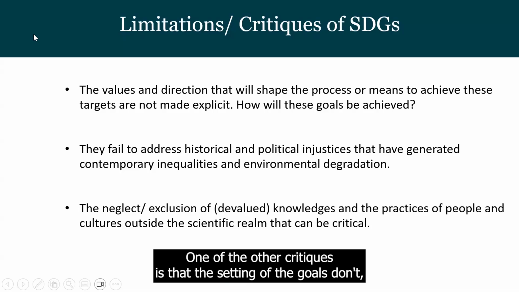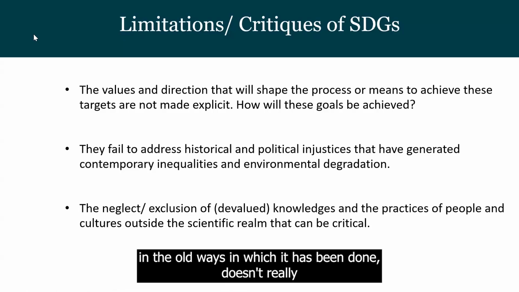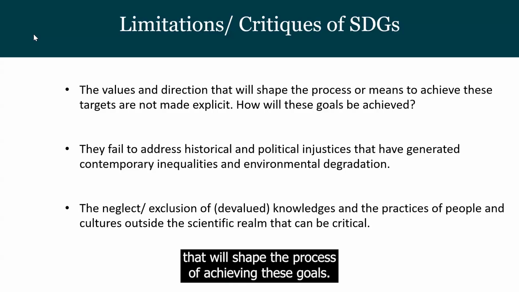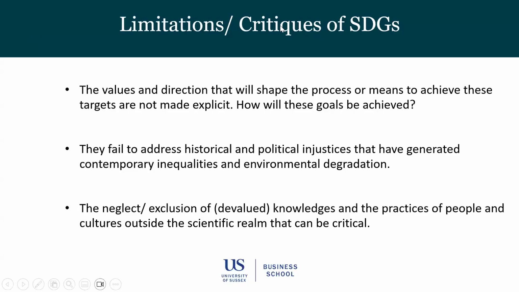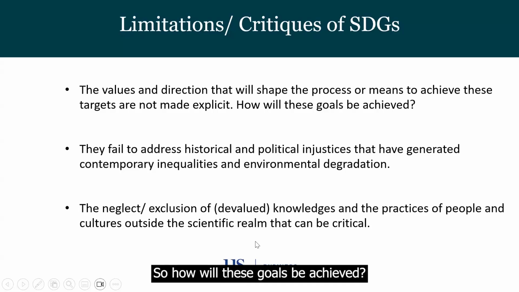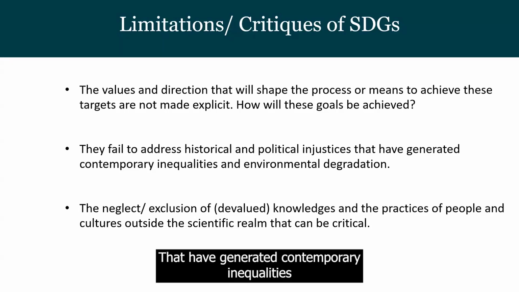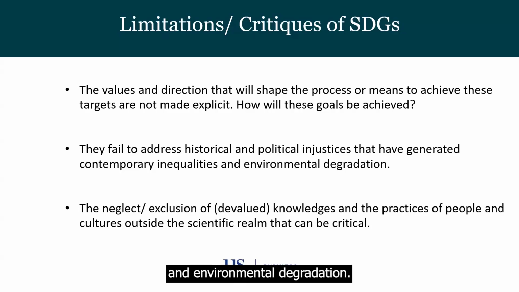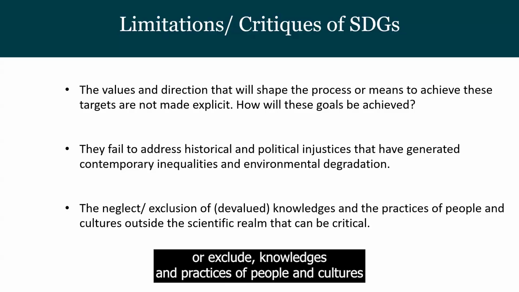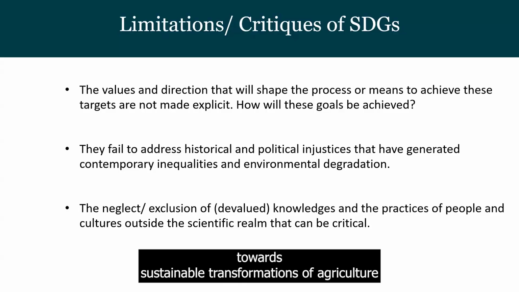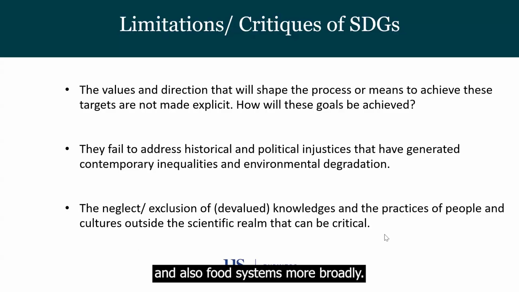One of the other critiques is that the setting of the goals, in the ways in which it has been done, doesn't really tell us much about the values and the direction that will shape the process of achieving these goals, right? So how will these goals be achieved? And also they fail to address historical and political injustices that have generated contemporary inequalities and environmental degradation. They also tend to neglect or exclude knowledges and practices of people and cultures outside the scientific realm that can be critical in devising the steps forward towards sustainable transformations of agriculture and also food systems more broadly.